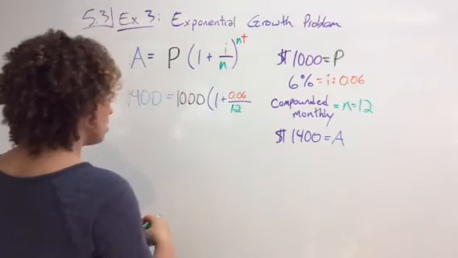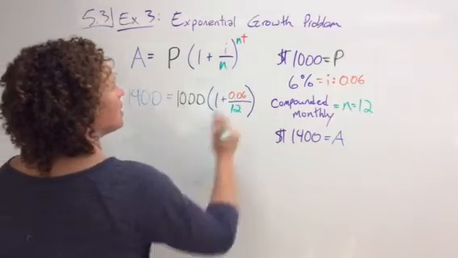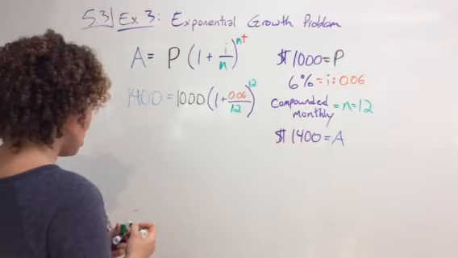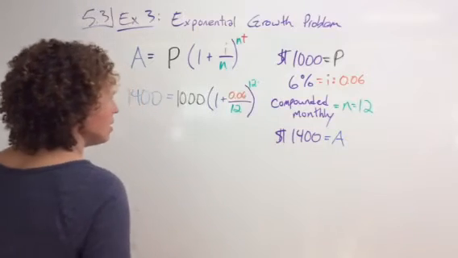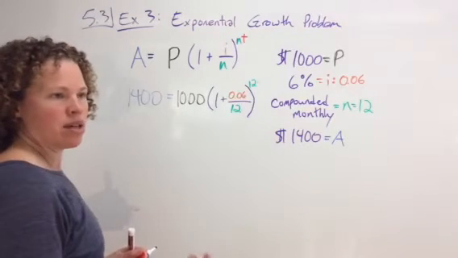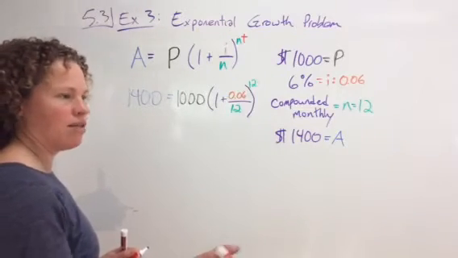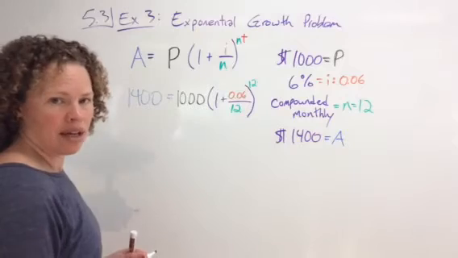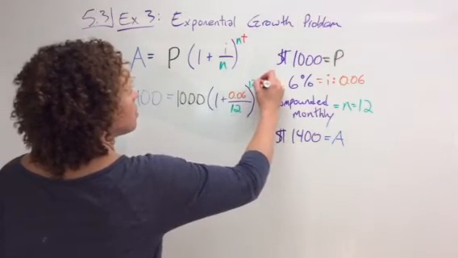You'll notice that the 12 comes in again up here when it's multiplied by the t, and that is because if you have 5 years, but it's compounded every month, then it's actually 5 times 12 that it's compounded, so it makes sense to have it up here as well.